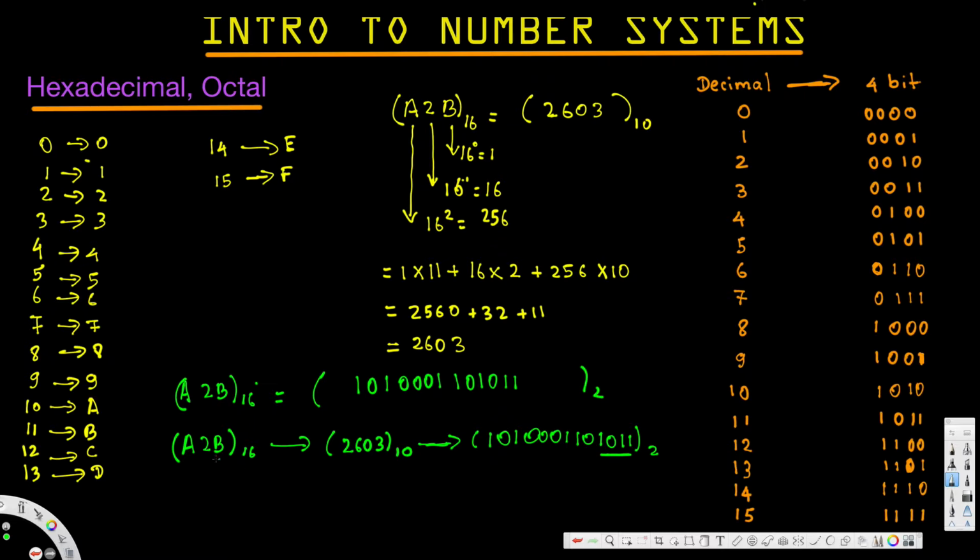A2B. This one is 0010. Let me check. I made a mistake. 1011. Yeah, this one should be 0. Okay, this one is 0, and I made a mistake right here. Let me rewrite this again.